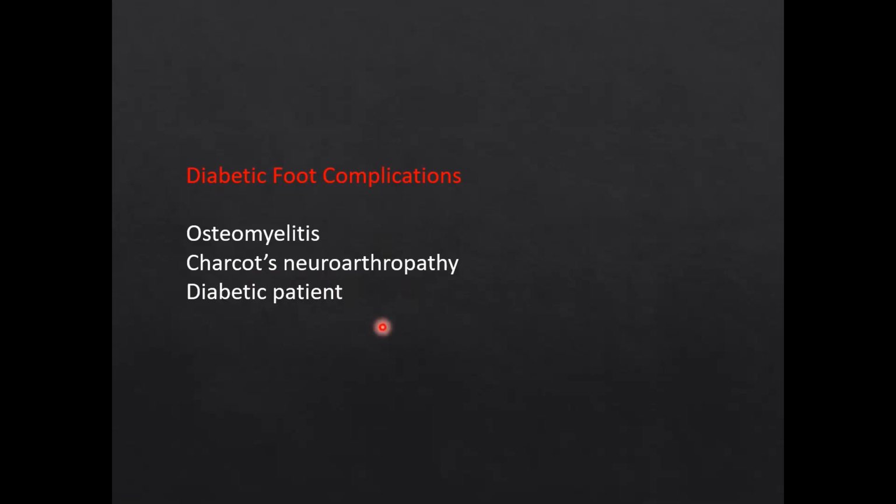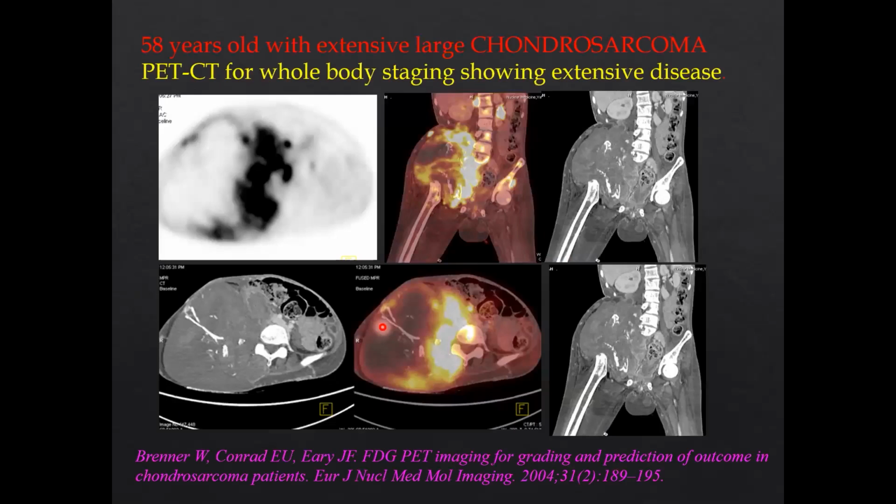So this was a 58 years old with extensive large chondrosarcoma. PET CT for whole body staging shows extensive disease. It is a large, huge mass which is involving the right hemipelvis, displacing the structures on the other side and infiltrating all the structures with bony erosion, destruction, neovascularization.